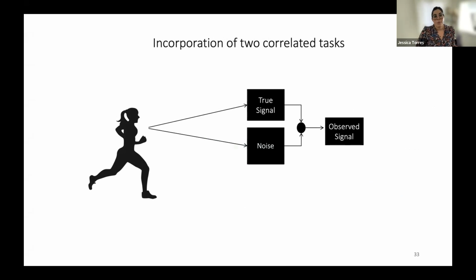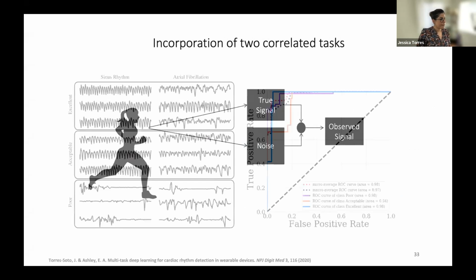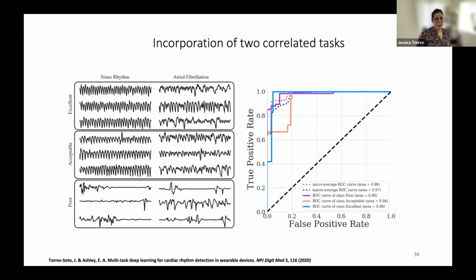When we started building the algorithm, we first just tried to create a classifier that only classified normal versus AF. But we found quite quickly that the incorporation of two correlated tasks, such as signal quality and AF, really helped and benefited our model quite greatly. So here's an example of how we did this.